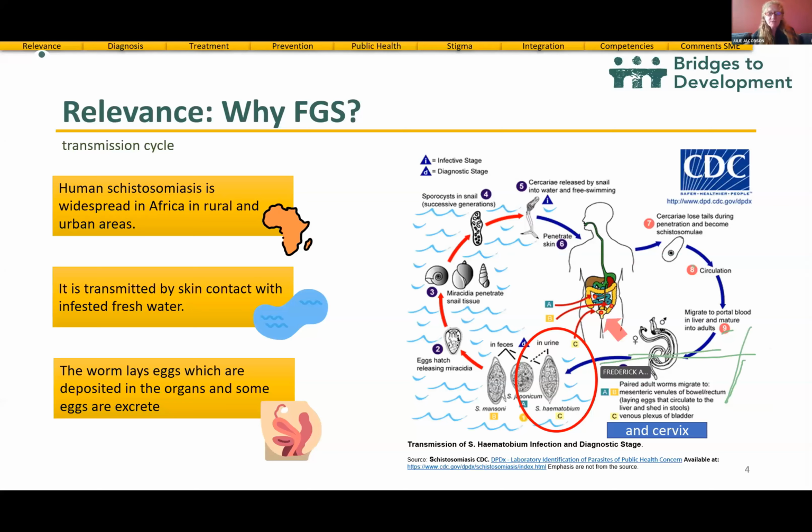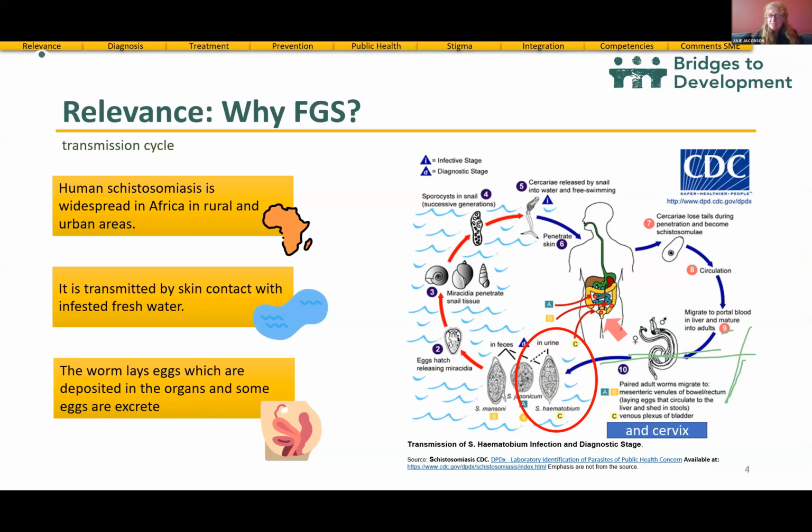Basically, it's transmitted by people having contact with water that's been contaminated by the parasite. And that comes, in the case of schistosomiasis haematobium, from urine from an infected individual getting into the water. It affects snails, and it multiplies within the snails, and then comes out of the snails, gets into the water, and there's just contact with that water. It's not about drinking water, it's having contact with that water.